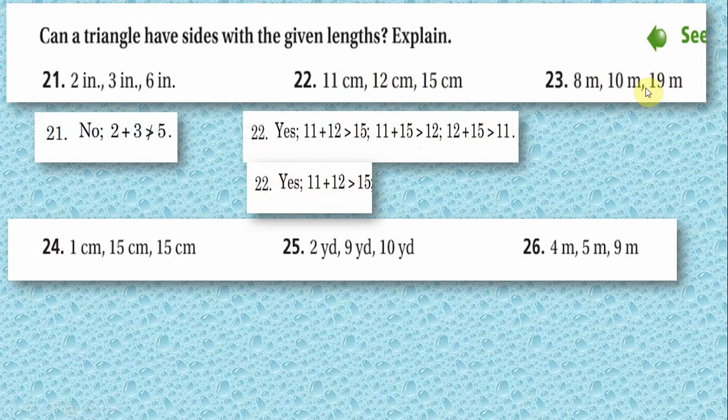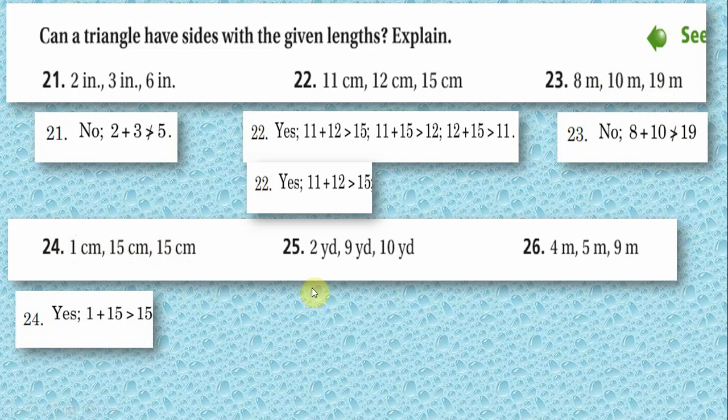The smallest two sides here, 8 and 10. Just 8 plus 10 is 18. Is it greater than 19? No. We have two equal sides, 15 and 15. Choose any one, and the smallest one, 1. Is 1 plus 15 greater than 15?